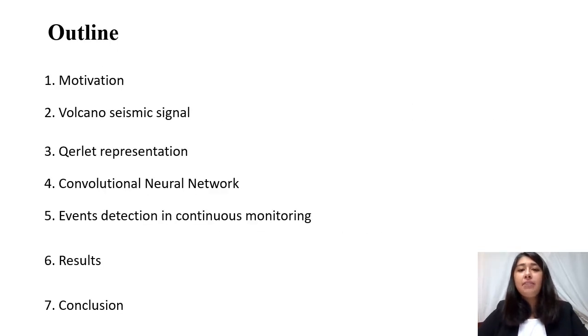The organization of my presentation is as follows. Firstly, I present the motivation of this work. In second place, the Qerlet representation and the hyperbolic secant time-scale transform are presented. After that, the convolutional neural network is presented. Following, we introduce the continuum monitoring, where we apply the events classification. Then, the results of application in automatic identification and classification of volcanic seismic events are presented. Finally, the conclusions of our work are presented.